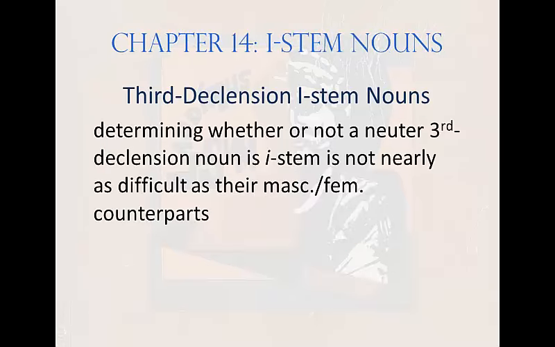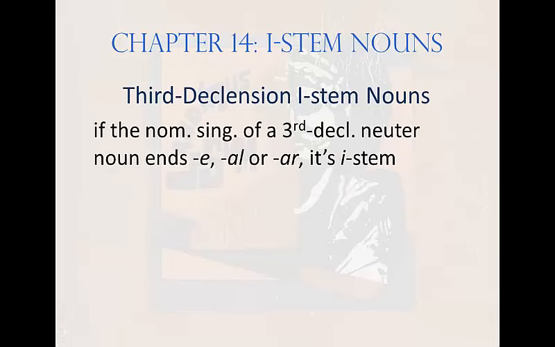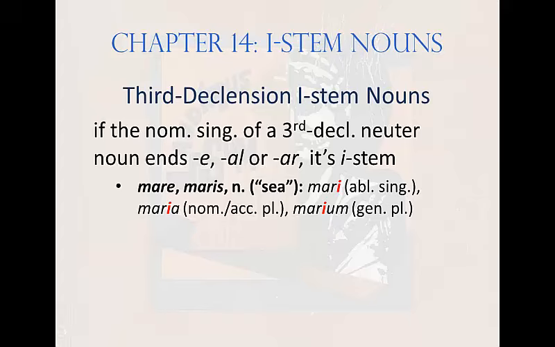In exchange for that slight increase in complexity of formation, identifying third declension i-stem neuter nouns is much easier than masculine and feminine ones. There are three nominative singular endings which identify whether a third declension noun is i-stem or not. If the nominative singular ends in -e, -al, or -ar, the neuter noun is i-stem. It's that simple.